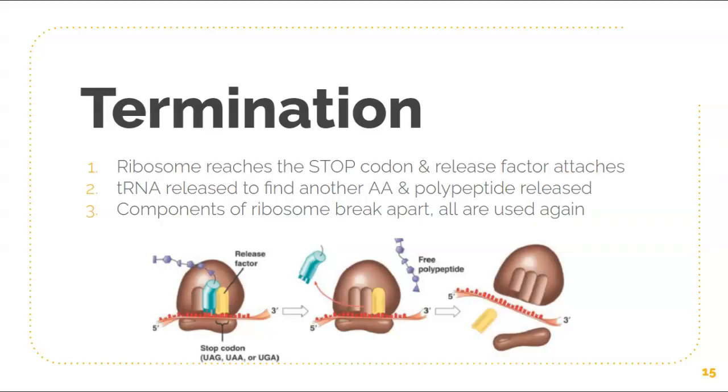Eventually, we're going to hit that stop codon, and it's called termination. So once it reaches the stop codon, it will release whatever factor was attached to it. tRNA is released to find another amino acid because remember, at the top it has that binding site, and it will use an enzyme to bind to another amino acid once it finds it. So it'll find another amino acid, and the polypeptide is released.